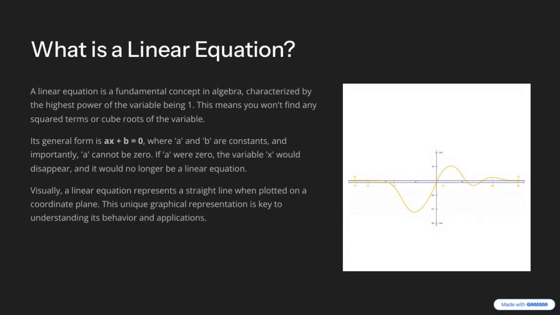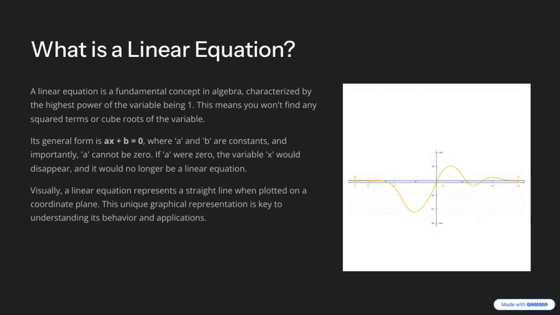When we look at a linear equation visually, it forms a straight line on a coordinate plane. This simple yet powerful visual helps us understand how the equation behaves and where we might apply it in real-world situations. The general form of a linear equation is ax plus b equals 0, where a and b are constants. It's important to note that a cannot be 0 because if it were, the equation would lose its x term entirely, and it wouldn't be linear anymore.